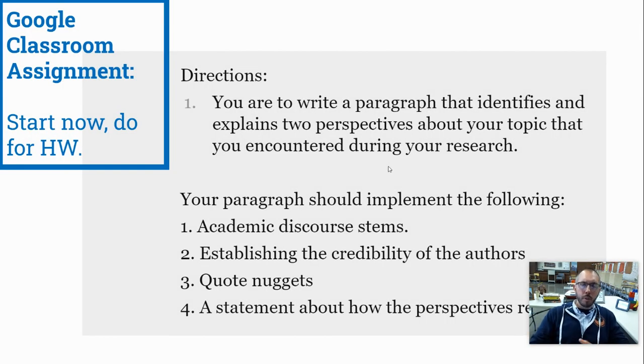We're going to write a paragraph, and we're going to look for 4 things when we explain our perspectives. We're going to try to use those academic discourse stems. We're going to establish the credibility of our authors. We're going to use quote nuggets, and we're going to try to end with at least one statement that looks at the relationship between the 2 sources. Good luck. This is going to be the basic type of paragraph that you use for your entire IRR, and anytime you ever do some informative writing that looks at different perspectives.